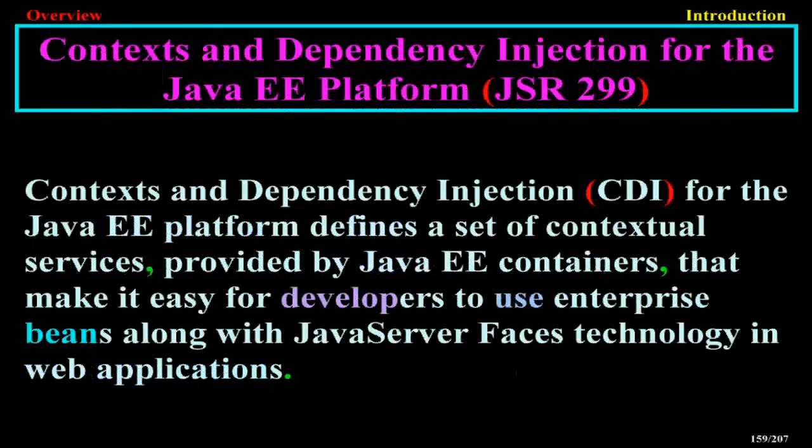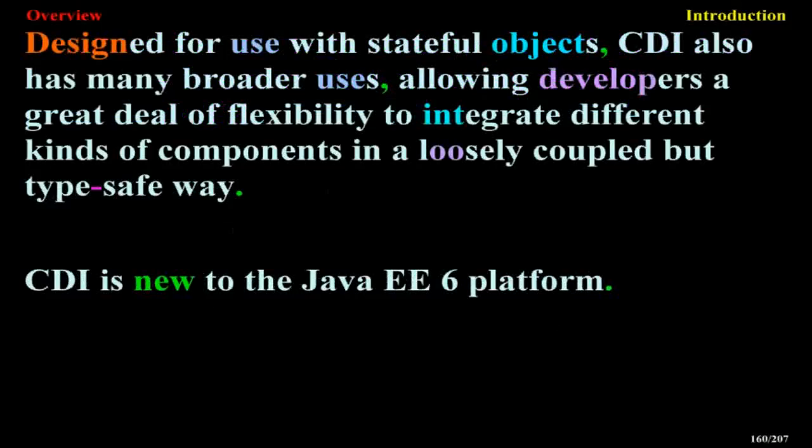Contexts and Dependency Injection for the Java EE platform, JSR 299. Contexts and Dependency Injection (CDI) for the Java EE platform defines a set of contextual services provided by Java EE containers that make it easy for developers to use Enterprise Beans along with JavaServer Faces technology in web applications. Designed for use with stateful objects, CDI also has many broader uses, allowing developers a great deal of flexibility to integrate different kinds of components in a loosely coupled but type-safe way. CDI is new to the Java EE 6 platform.